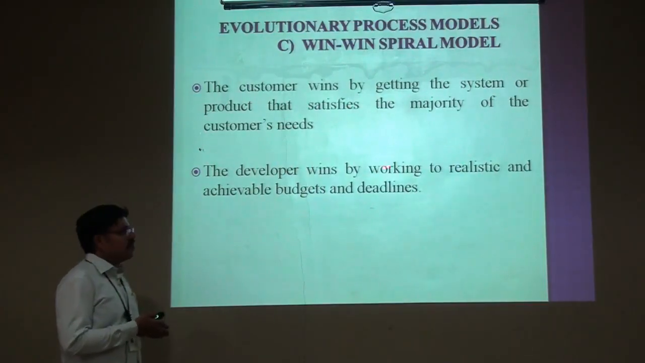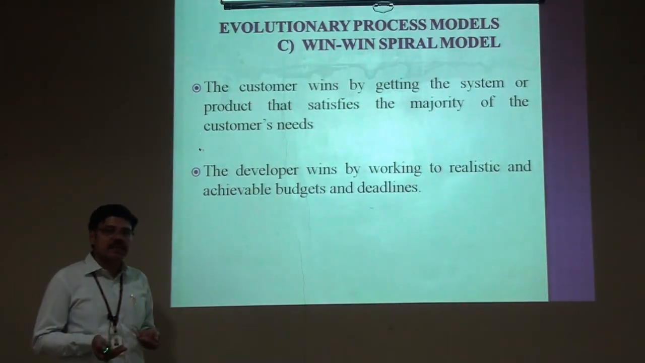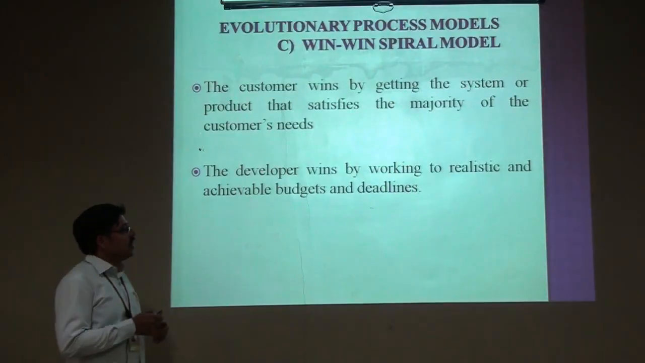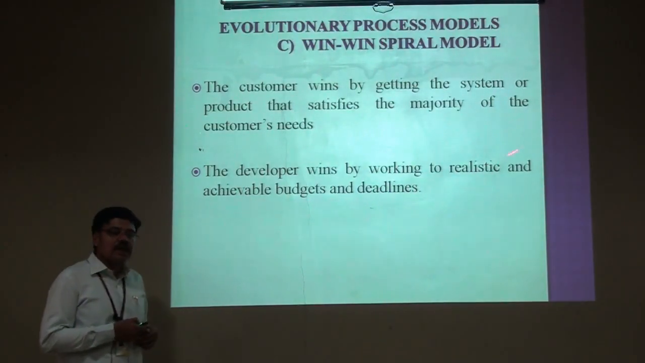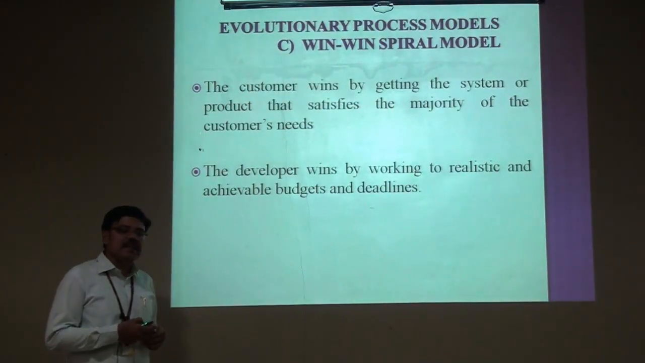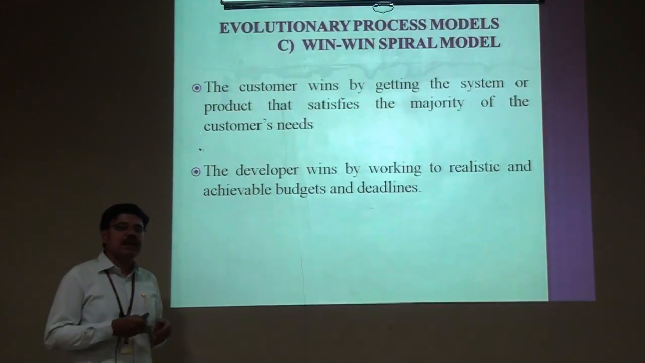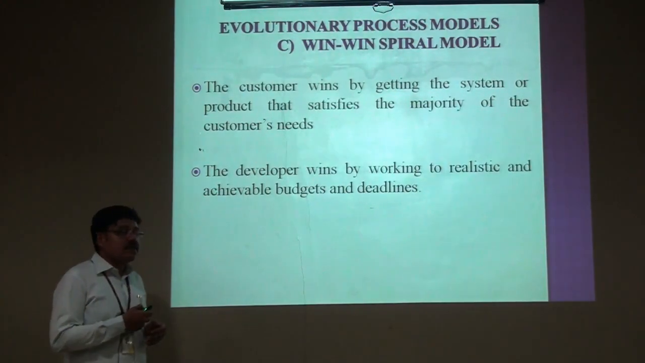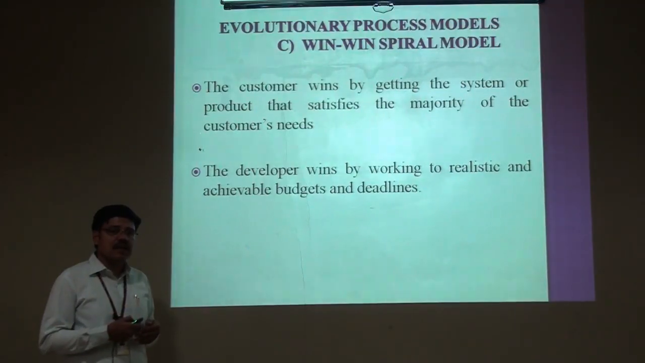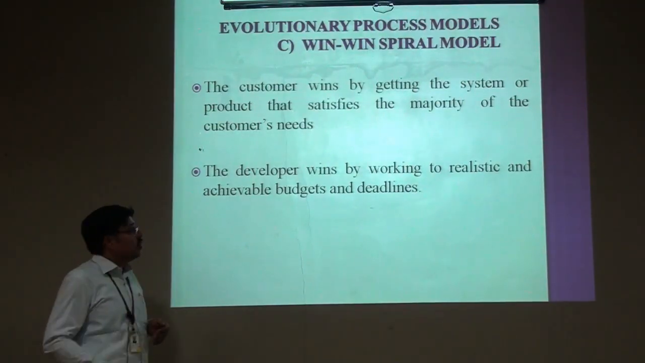The developer will win if all the requirements have been implemented in the software process in order to come out with an achievable product, and within the deadlines he has to develop the product. Once he develops the project within the budget and schedule, then the developer wins. So these are the two win-win conditions in the win-win spiral model.